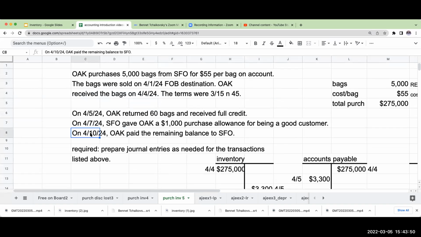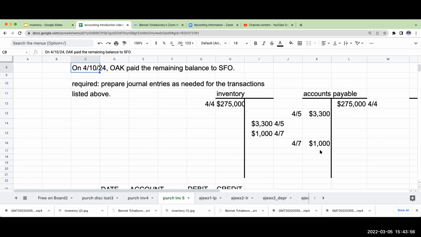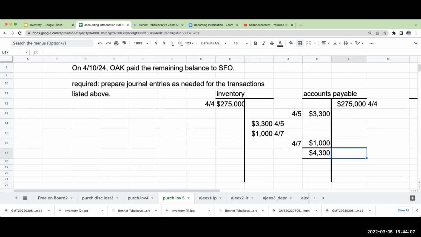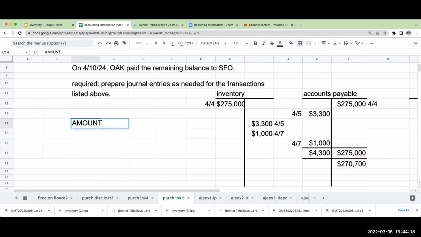Now on 4/10, I'm paying the remaining amount owed to SFO. So as I look at this over here, let's first figure out how much I actually owe SFO. Well, over here, I had the purchase return and the purchase allowance totaling 4,300. The amount I originally owed was 275,000. So the amount that I owe is 270,700.